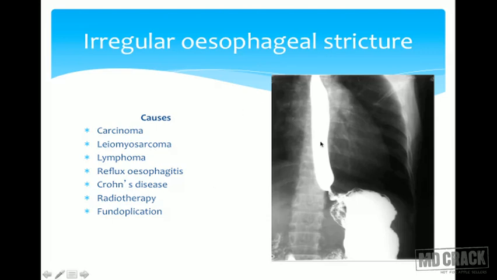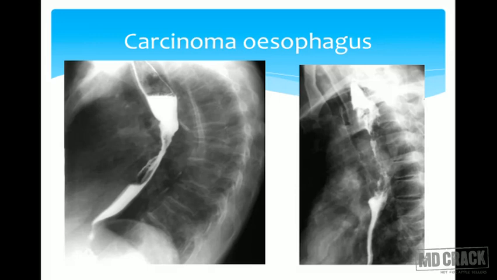So over here you have your esophagus, over here you have an irregular short segment stricture, and this might be another thing that you see over here: the shouldering. Shouldering might raise a suspicion for CA esophagus. This is a case of carcinoma esophagus.